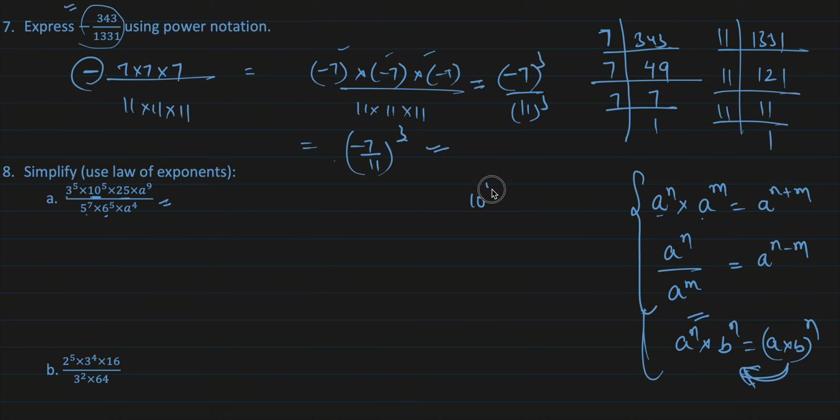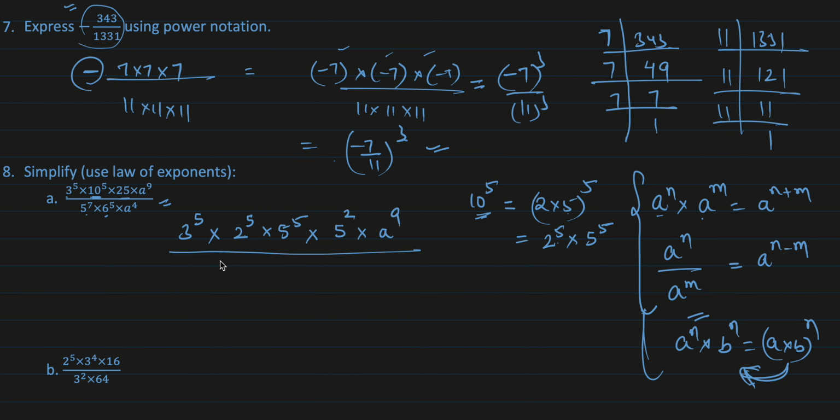For example, 10^5. 10 is what? 2 into 5. So this is what I'm doing. I'm just splitting it up into its factors, 2 into 5, and then I can give it as 2^5, 5^5. Now, let's begin with this same thing. So 3^5 as it is. 10 I'll split as 2^5 and 5^5. I explained it here. 25 you know is 5^2, a^9 as it is, and here what I have, 5^7, 6. 6 again I'll split. 6 will be what? 2^5 and 3^5 into a^4.